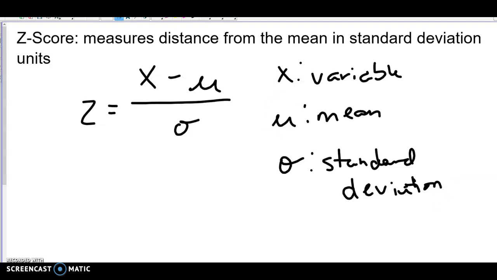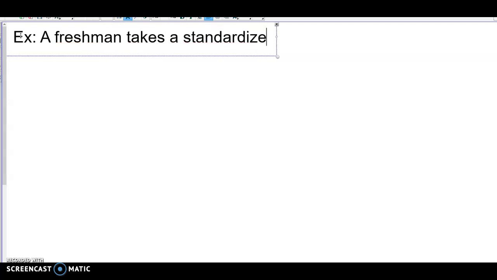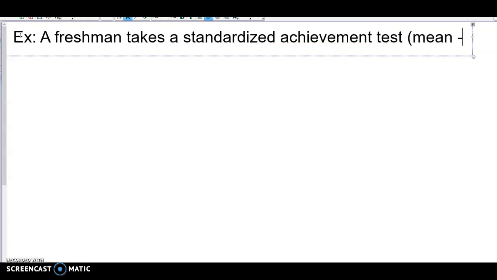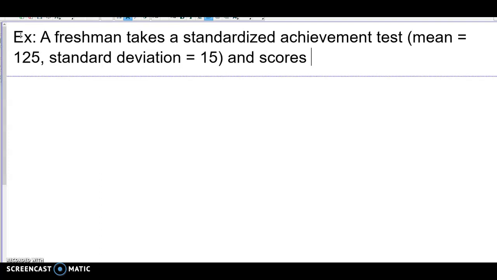Okay, so let's look at an actual example so we get some better clarity and understanding on this. So, a freshman takes a standardized test in which the mean is 125 and the standard deviation equals 15, okay? And this freshman scores a 148. What is the child's percentile?